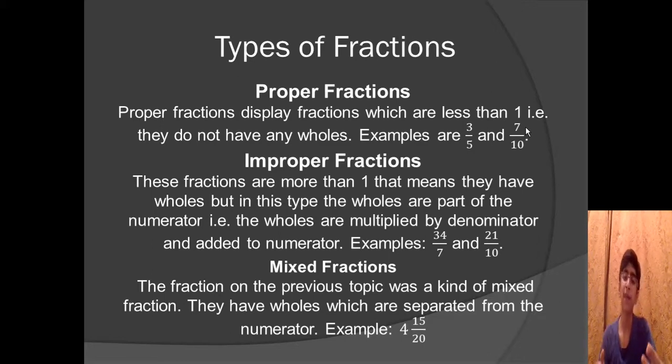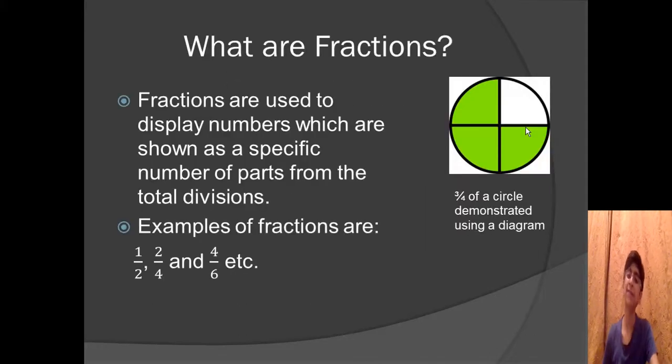Now, types of fractions. There are three different types of fractions and all of them are very easy. First is proper fractions. Proper fractions display fractions which are less than 1, which means that they do not have any wholes. Examples of them are 3 over 5 and 7 over 10. The fractions we saw here are proper fractions because they do not have any wholes.